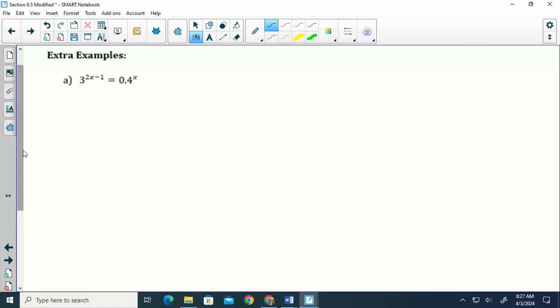You could try and check for a common base. 3 and 0.4. Is there a common base? Probably not. So then what do we do? We add logs on both sides. That's what we did yesterday. So you can do log base 10 or natural log. Since there's no e, there's really no advantage.